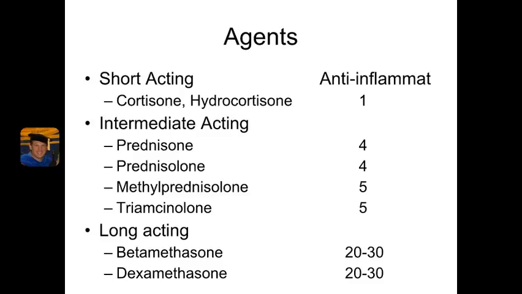Dexamethasone is kind of like the most commonly given in the hospital, especially for cancer patients. Two things it's going to do for cancer patients. One is it's going to help them feel better, and it's going to help their nausea medication work better. And the other thing that it can do is it actually can kill some cancer cells, especially leukemias.